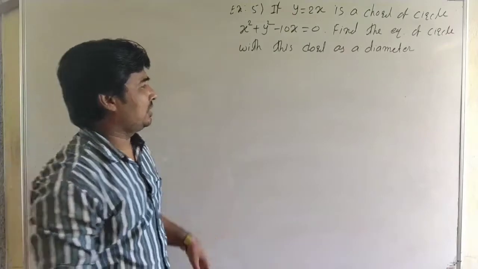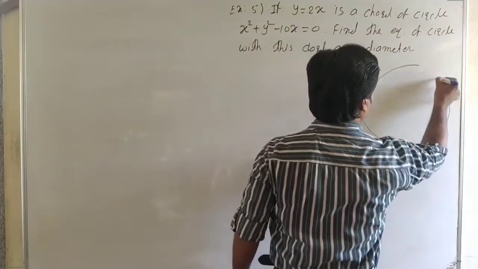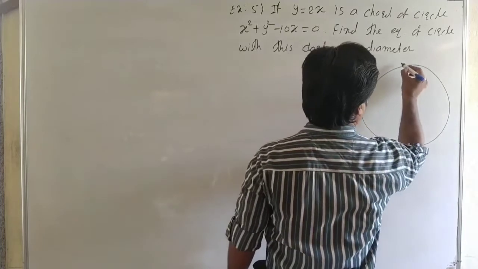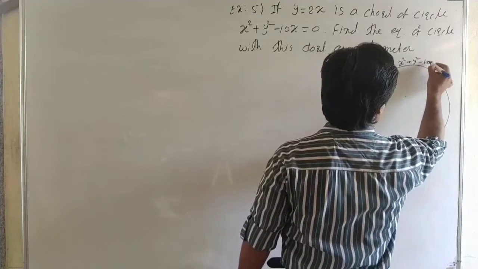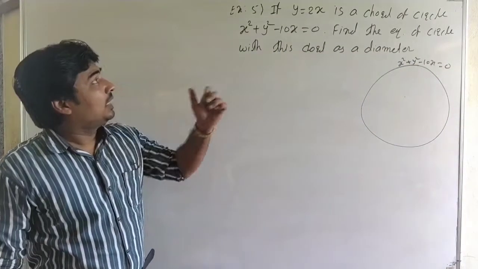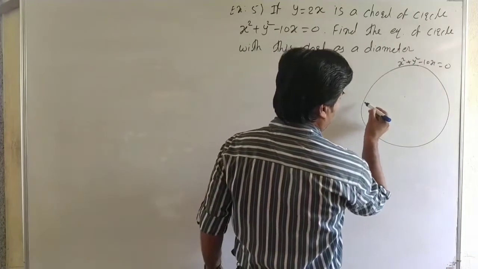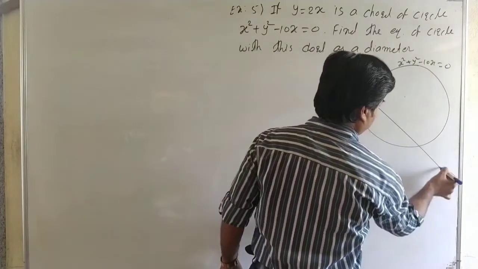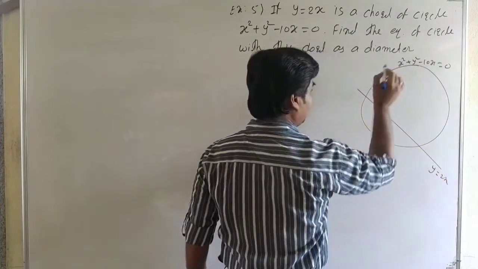Here it is a given circle. Okay. Here see carefully. It is a given circle. Equation of circle it is x square plus y square minus 10x is equal to 0. It is the equation of circle. And a chord to the circle, it is y is equal to 2x. Suppose y is equal to 2x, we can write here. It is a chord of this circle.